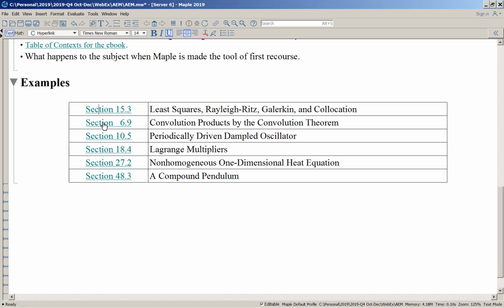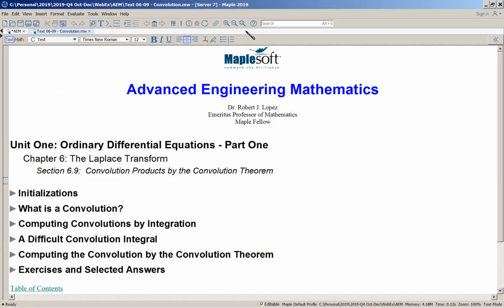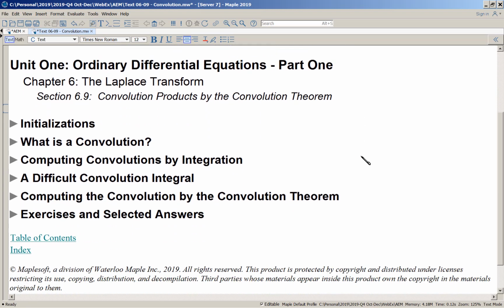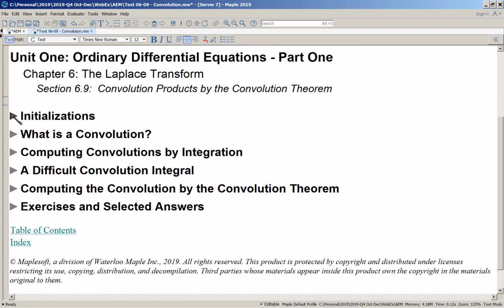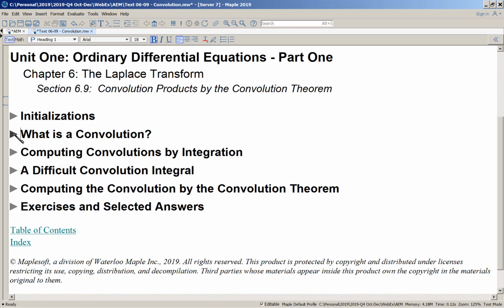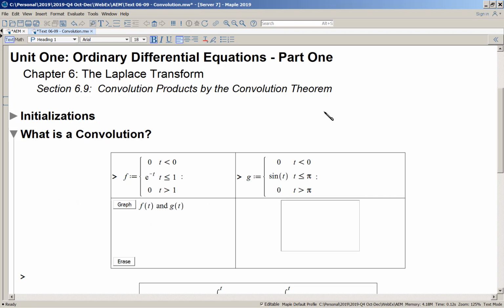This time we're going to look at something involving convolution for Laplace transforms. So this worksheet has been cleaned up. It does not look like this in the ebook version, but I've cleaned it up so we can get through this a little bit more quickly. There are initializations that need to be implemented. That's behind that button. And this is really what we're trying to get at.